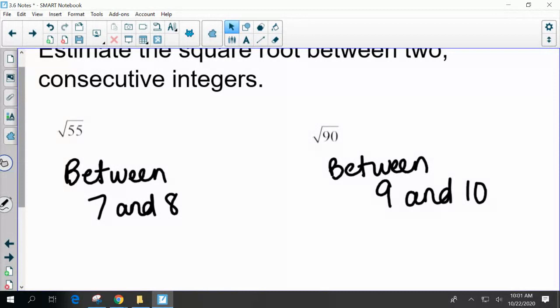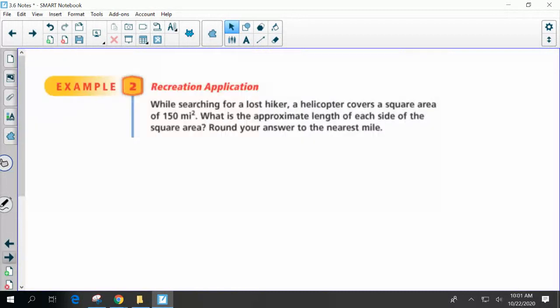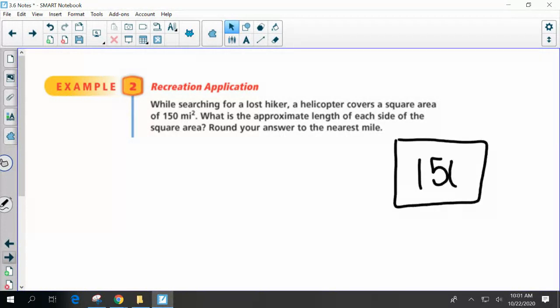All right, so take a look at the next problem. While searching for a lost hiker, a helicopter covers a square area of 150 miles squared. What is the approximate length of each side of the square area? So you have 150 miles. We're needing to find one side. So look at your chart and see where 150 would fall. Between 12 and 13.